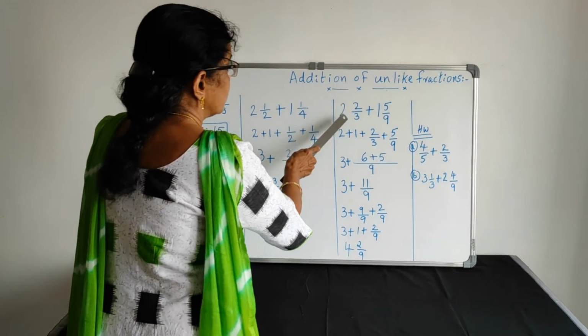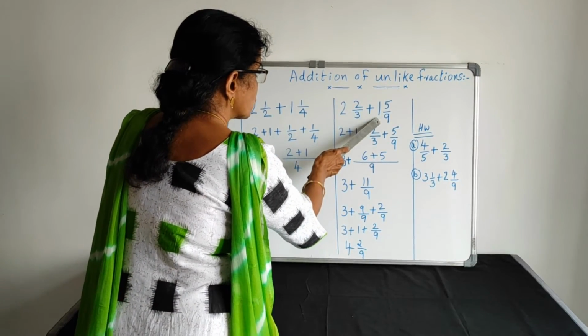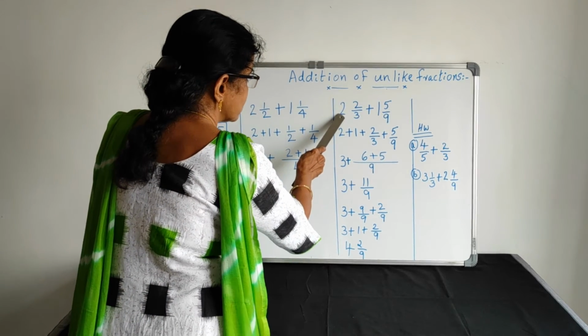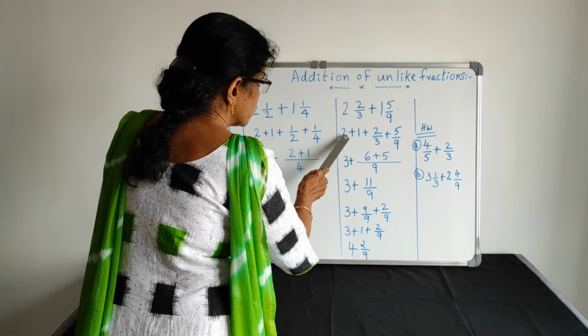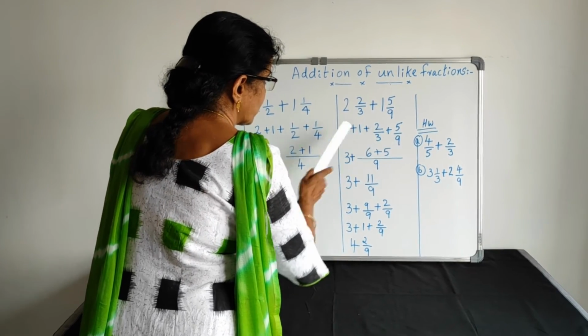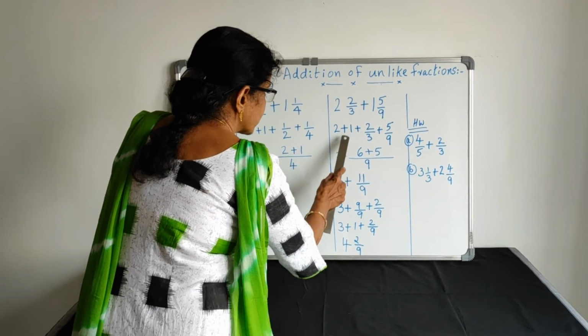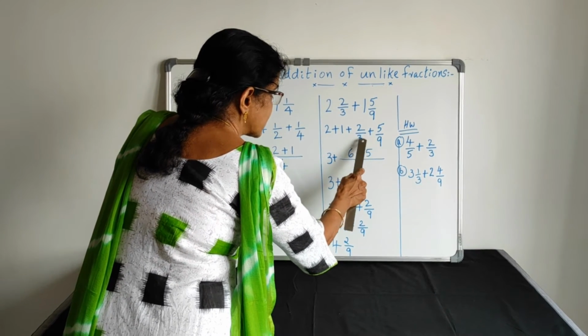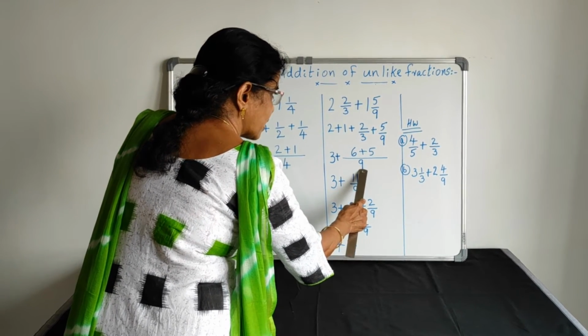Another example. 2 by 3 plus 1 and 5 by 9. Here also we are separating the counting numbers 2 and 1. So we are writing 2 plus 1 plus 2 by 3 plus 5 by 9. 2 plus 1 we are getting 3 plus, here you have to get the LCM. 3 and 9, LCM is 9.